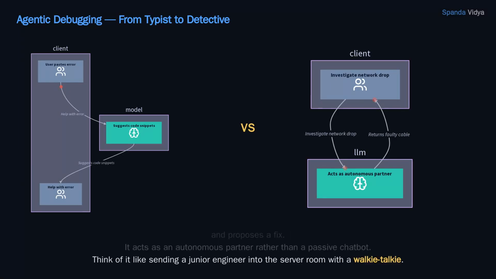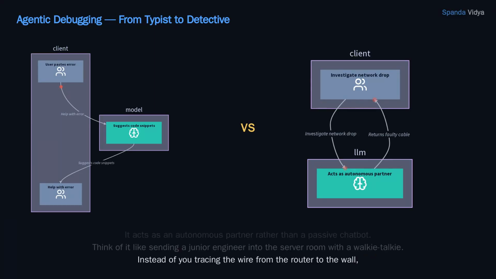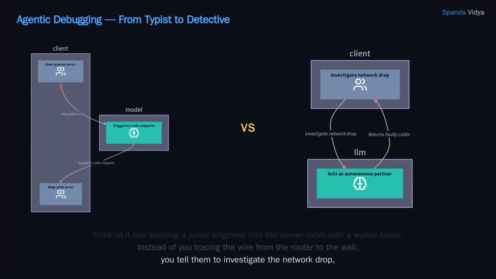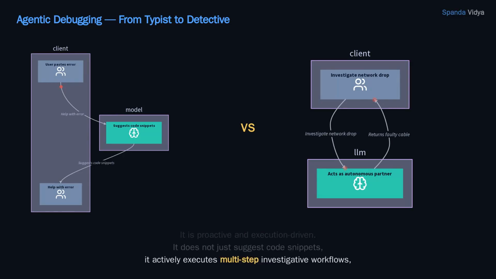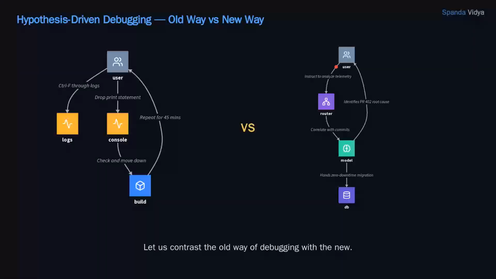Think of it like sending a junior engineer into the server room with a walkie talkie. Instead of you tracing the wire from the router to the wall, you tell them to investigate the network drop, and they return with the exact faulty cable. It is proactive and execution driven. It does not just suggest code snippets, it actively executes multi step investigative workflows, running terminal commands, navigating files, and inspecting runtime state.